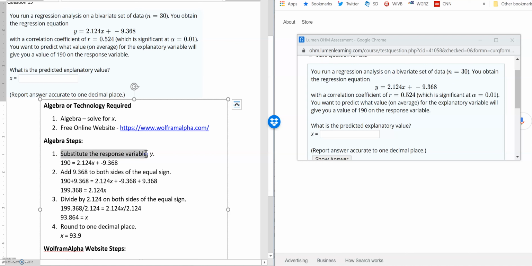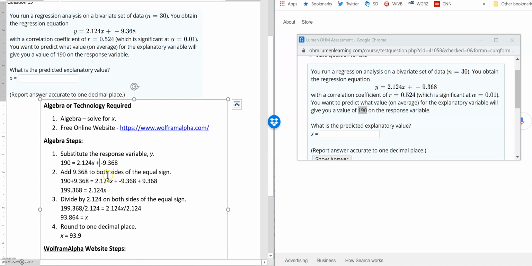First step is substitute the response variable y. So we're going to substitute in whatever value they give us in the question. In this case, it's 190. So we're going to substitute that in for y, and you can see the new equation with the y value looks like this. Now I know it looks a little awkward here with the plus negative. What the program's trying to show us is that we're actually subtracting 9.368 in the equation, but it's writing it as plus negative, which is fine.